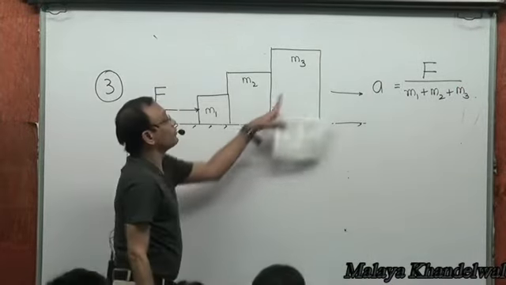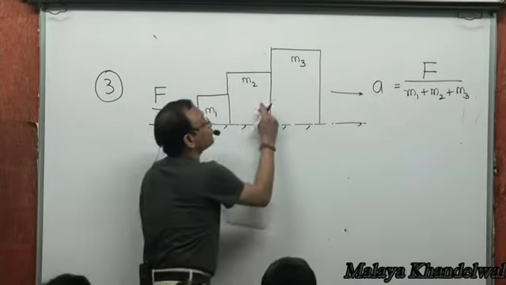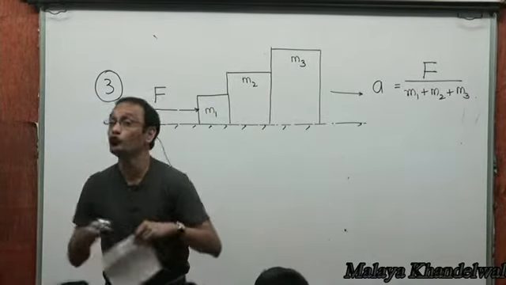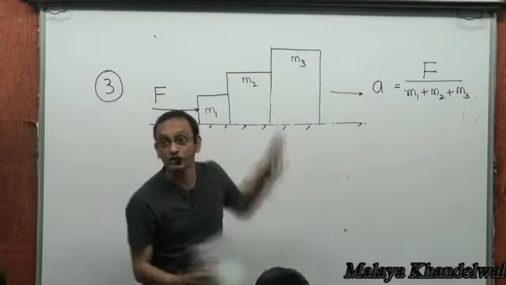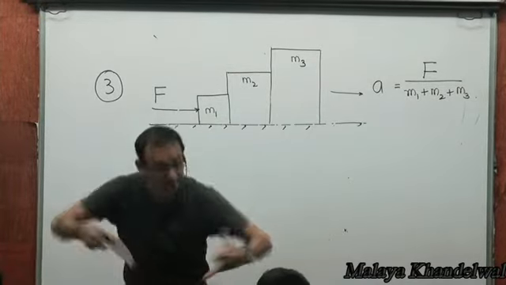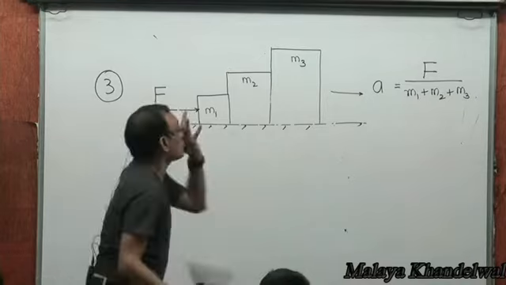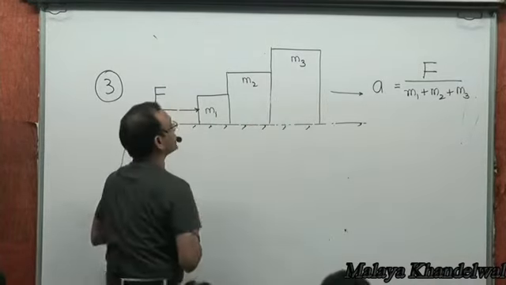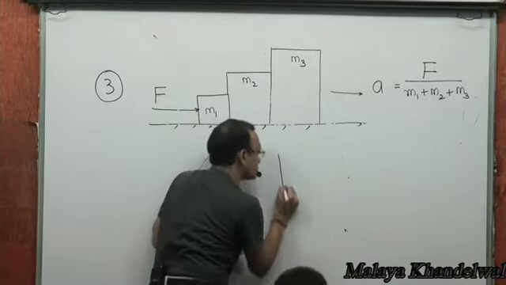Now, if I look at the free body, and I want to find the forces that M2 and M3 exert on each other, what would I have to do? I would have to rupture them at the interface so that that force gets exposed, right? So let me look at the free body diagram of M3 alone, for example.